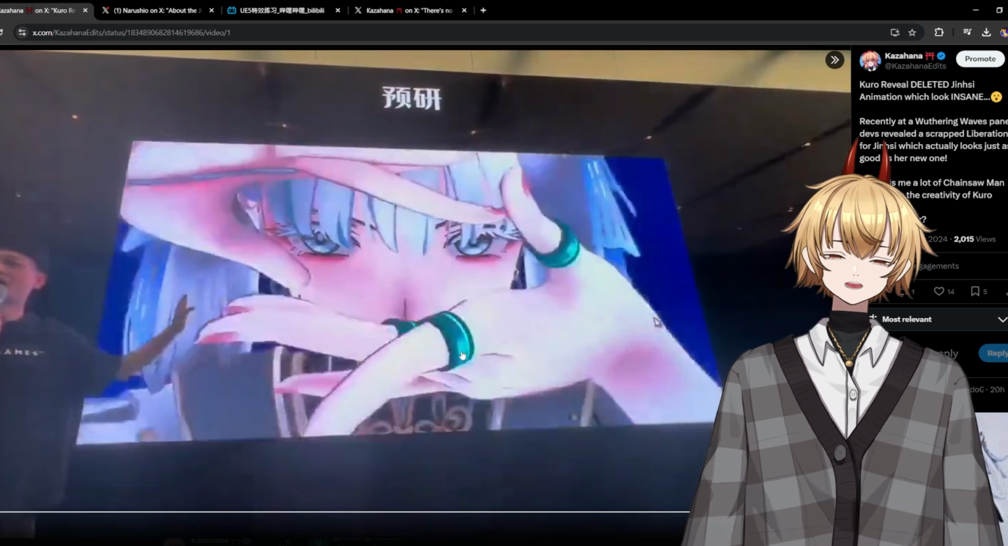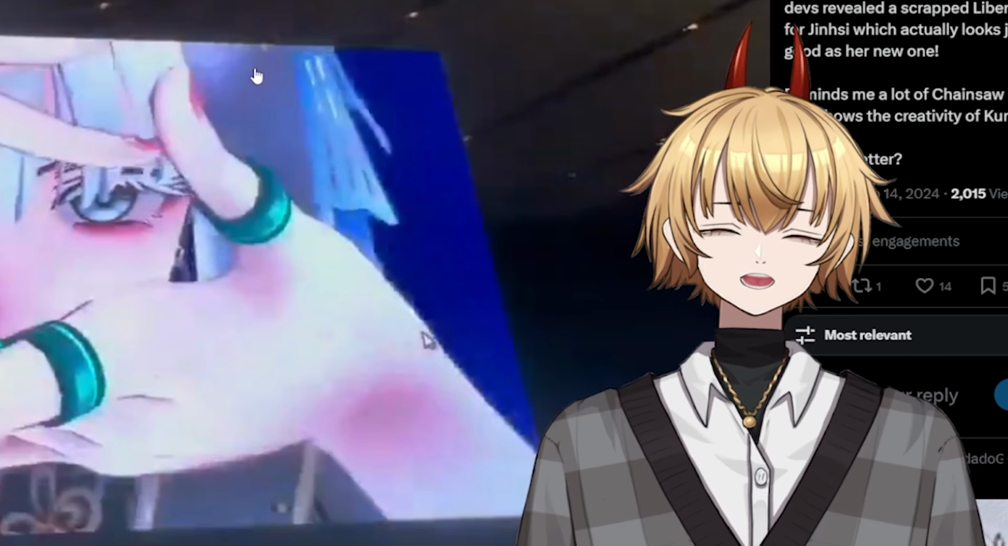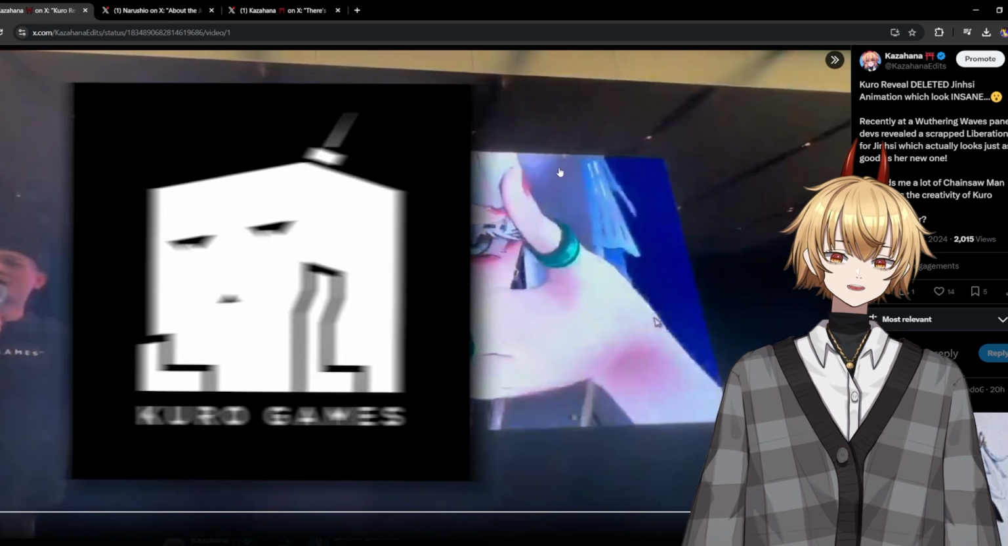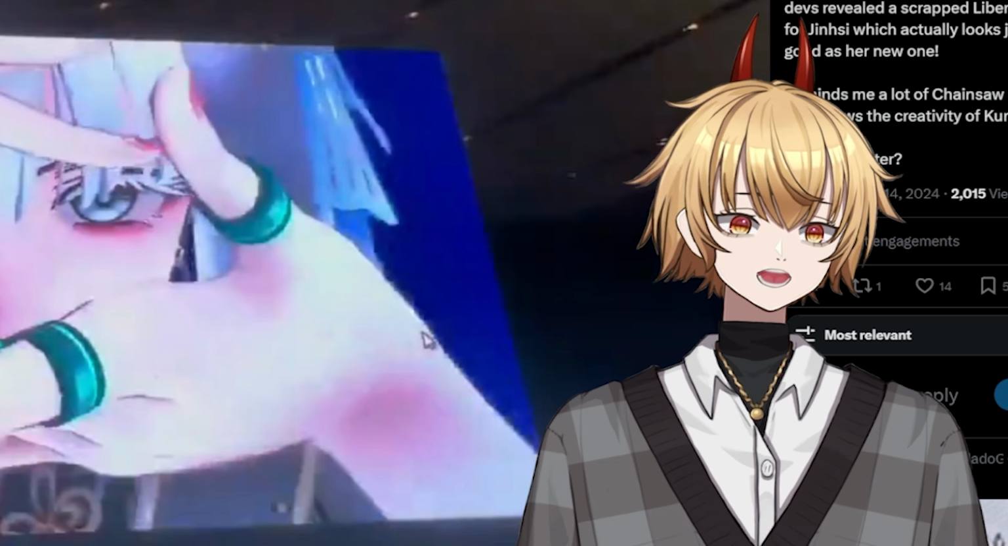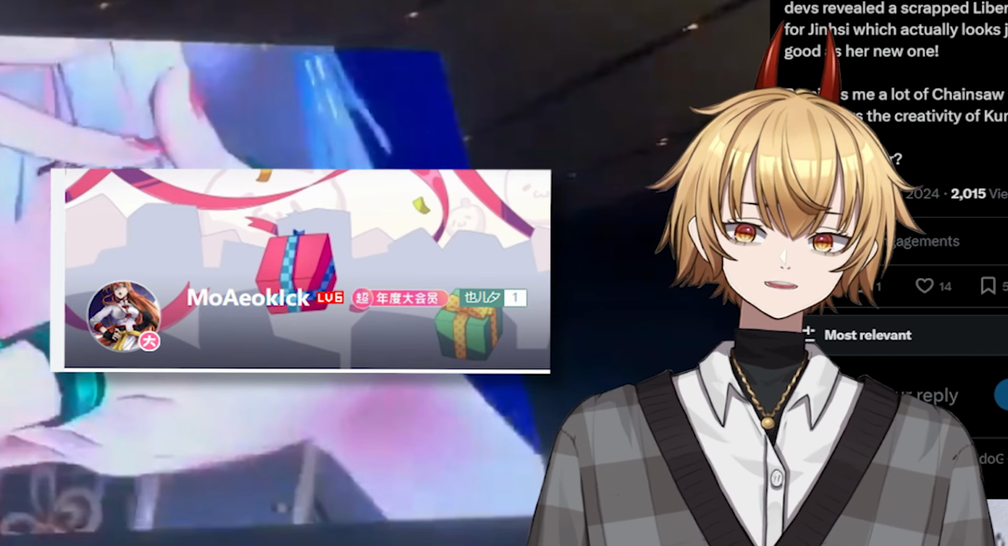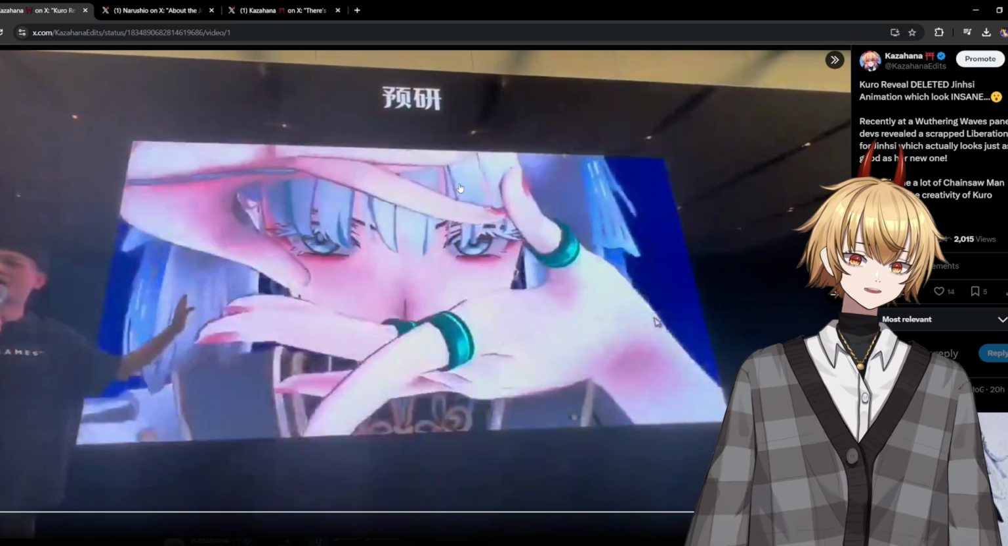But in terms of the actual animation, I do think that this one looks better. I would actually prefer this one. But at the same time, Jinhsi's current one is also very, very good. So hopefully we can see Kuro Games cooking with a few more experimental ones like this in the future. And hopefully not take assets off of people so they can actually use it in the game. Because again, it is a very, very well animated piece of work.